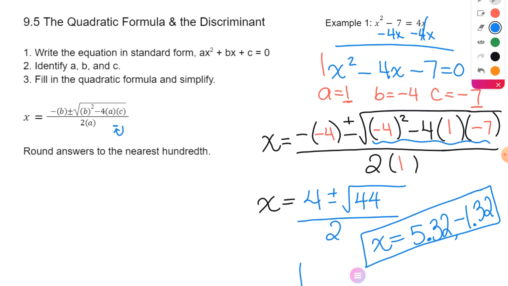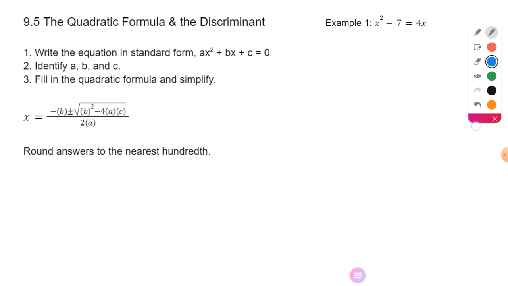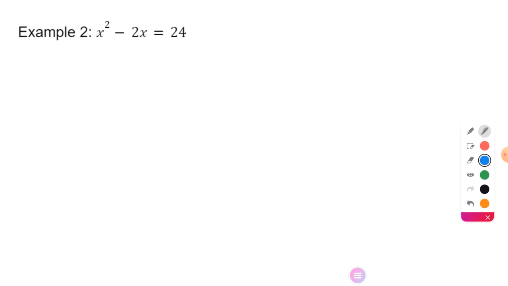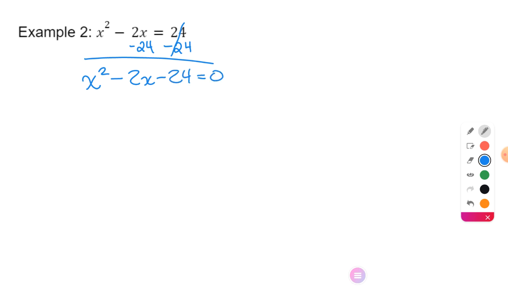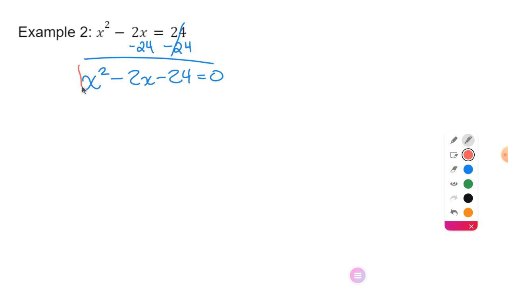All right, example 2. Same thing, standard form first, so that 24 better move. So x squared minus 2x minus 24 equals 0. Label A, B, and C. Remember, A, B, and C are numbers, so A is 1, B is negative 2, C is negative 24.